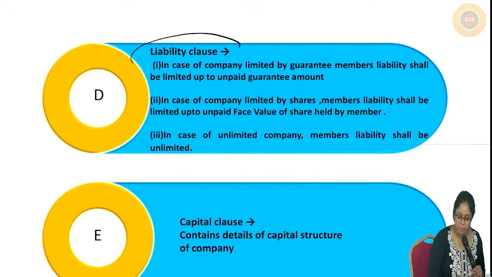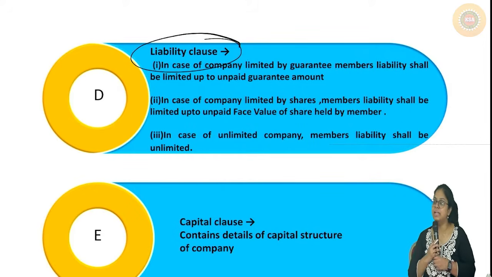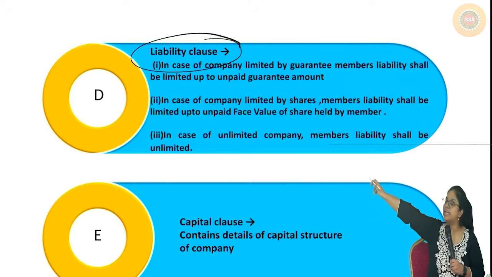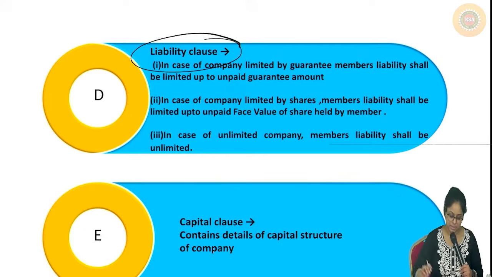Next is an important clause, that is the liability clause. We've already studied the different types of companies based on liability, right? You can be either a company limited by guarantee or a company limited by shares or an unlimited company. Now, what form of company are you? You need to write in the liability clause.